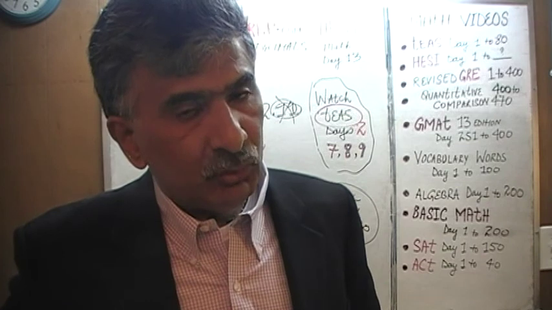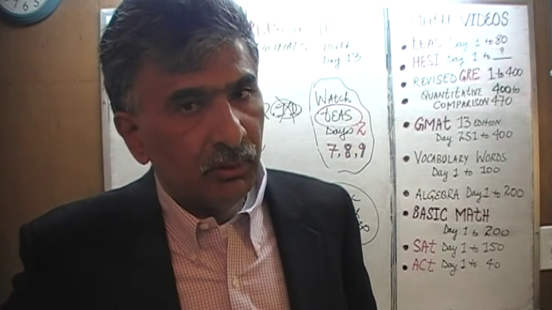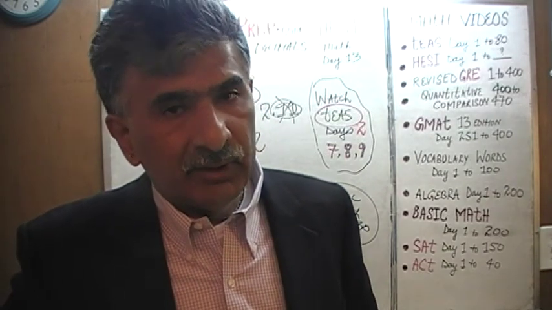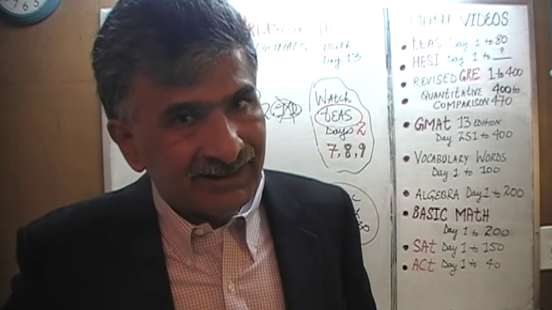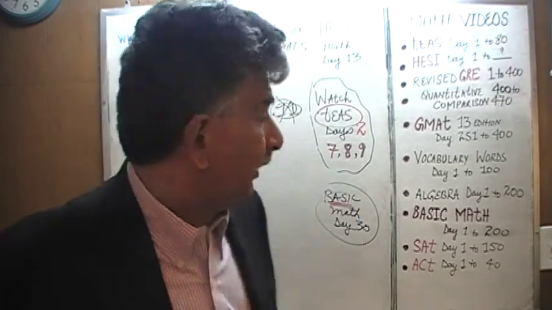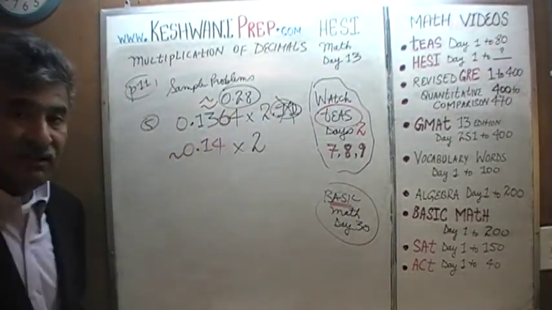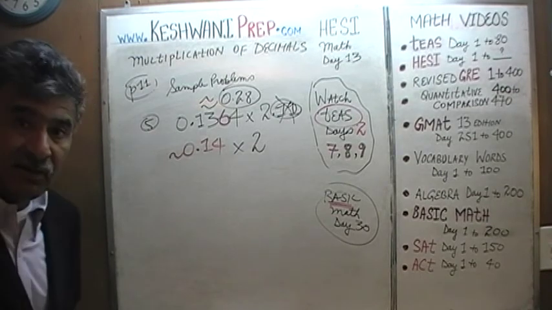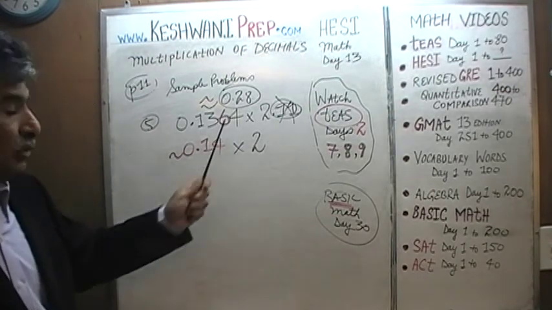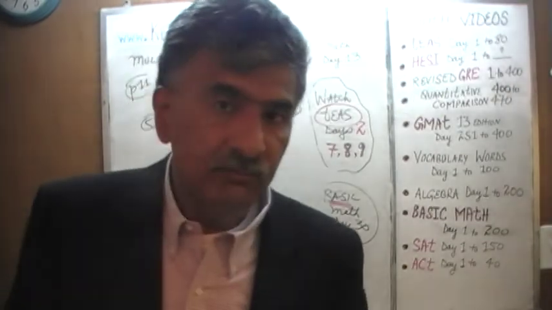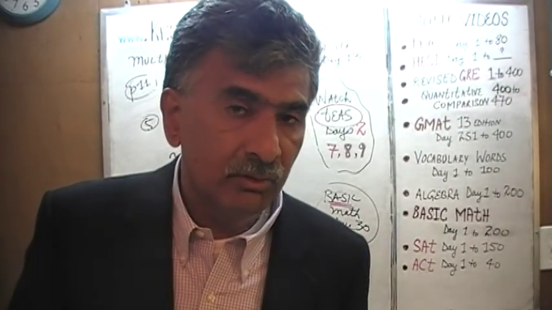Now, if there happen to be two answer choices that are close to 0.28, and one is a little bit more than that, and one is a little bit less than that, then of course you will have to do the problem, only because here it's difficult to figure out whether it's an underestimation or overestimation. This 0.28 is difficult to ascertain whether it's an overestimation or underestimation.